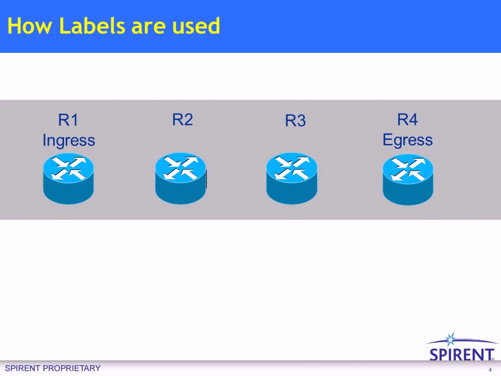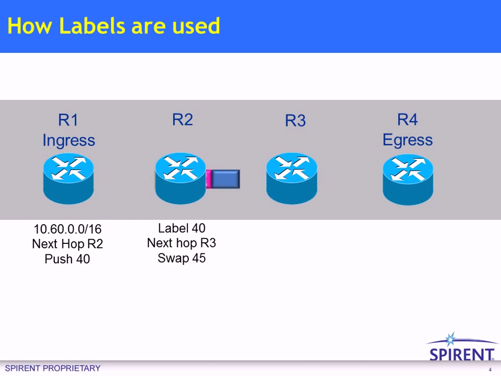Here we have an example of how a packet moves across a VPN implemented using MPLS. The packet enters the ingress router. The label, with a value of 40 for this example, is pushed onto the frame between the MAC and the IP layer. The label travels to router 2 and is swapped for a new value of 45 and is directed to router 3.